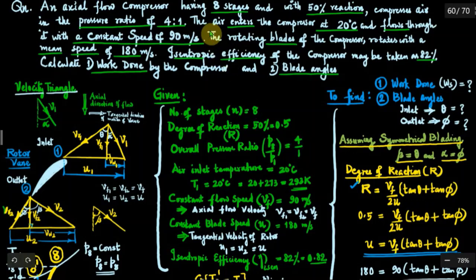Now, the air enters the compressor at 20 degrees Celsius. Obviously, that is the air inlet temperature. T1 is 20 degrees Celsius. In Kelvin, it is plus 273, that is equal to 293 Kelvin.